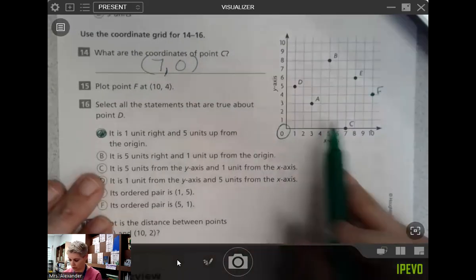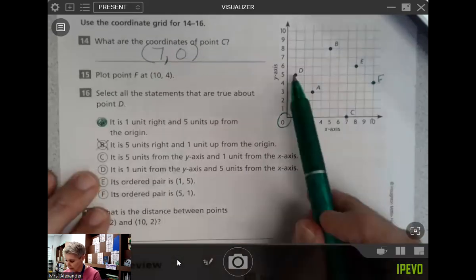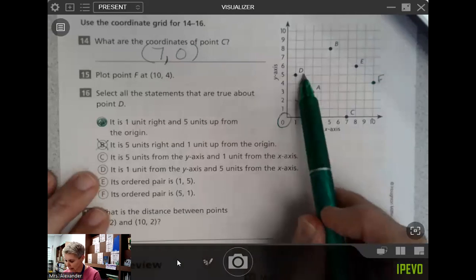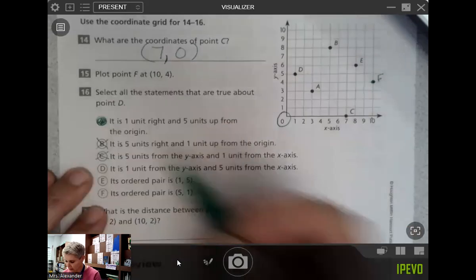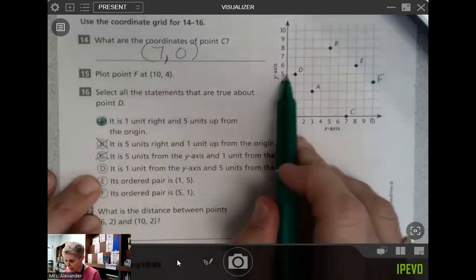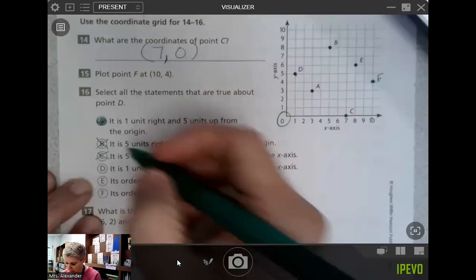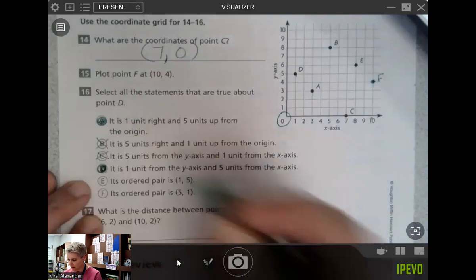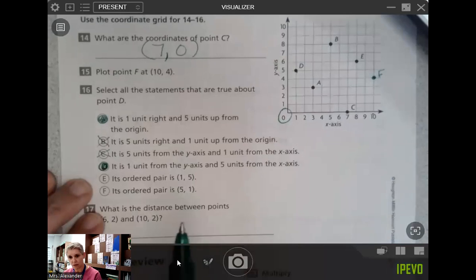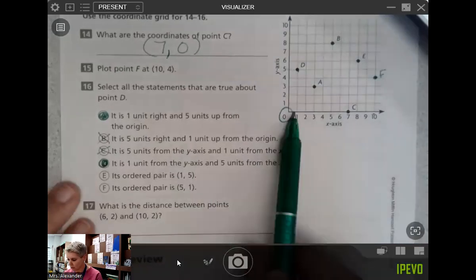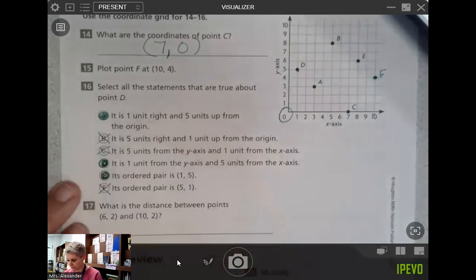No, no good. It is 5 units from the y-axis. Is it 5 units from the y-axis? No, I can already say that one is not correct. It is 1 unit from the y-axis and 5 units from the x-axis. That would be correct. Which would be the correct ordered pair? 1, 5 or 5, 1? The correct ordered pair would be 1, 5. Letter E, not letter F.